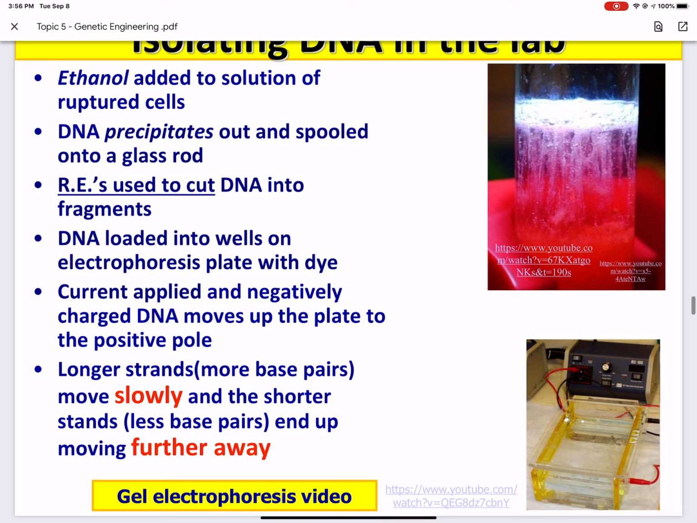And you can see in the bottom right hand corner there's a picture of a well, and really what it is is a container full of clear jello called agarose, and the DNA goes into little holes in that gel. If we apply a current to it, we'll see the DNA actually move up the plate because it's attracted to the positive pole. Longer strands, meaning more base pairs, move slowly because they're bigger, and the shorter strands end up moving further away.